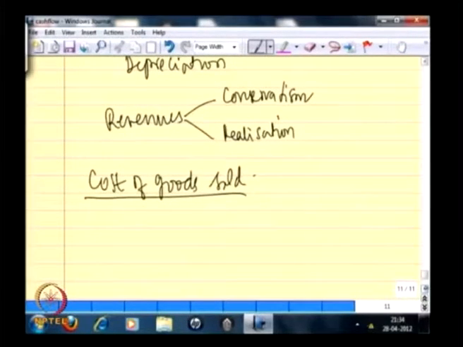Remember when I was talking about the income statement, I had mentioned that it starts with sales revenue and then the next is the cost of goods sold. And I told you that the cost of goods sold is the value of the economic resources that are being consumed to generate a product or a service that is ultimately sold.